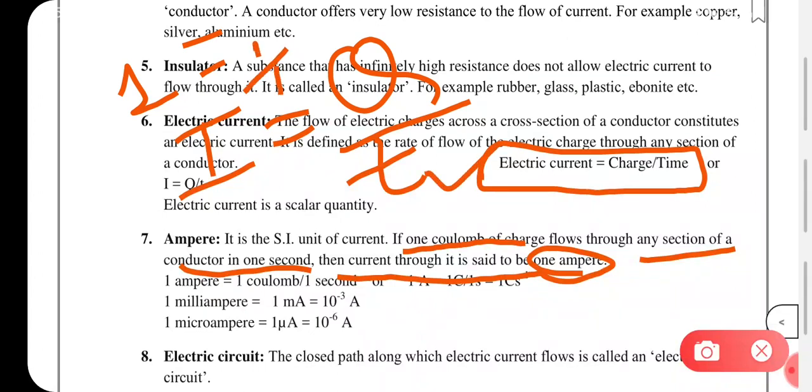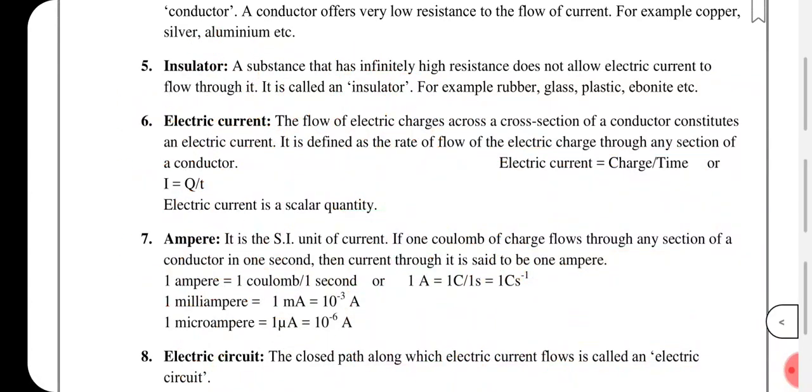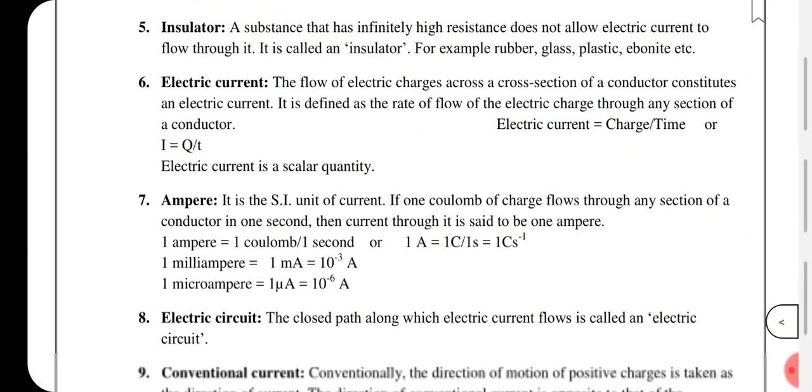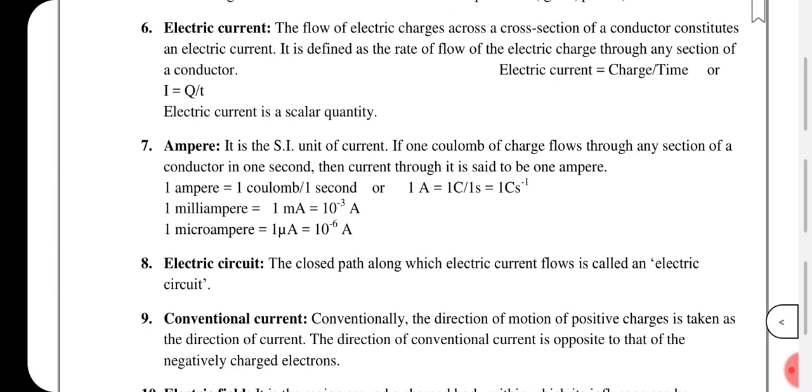So if you remember this formula, what is electric current, then you can define ampere also, what is 1 ampere. Now 1 ampere is 1 coulomb per second, that is 1 coulomb of charge in a time interval of 1 second. Now 1 milliampere will be how much? Milli is for 10 power minus 3, so 1 milliampere is 10 power minus 3 ampere, and micro is for 10 power minus 6, so it will be 10 power minus 6 ampere.